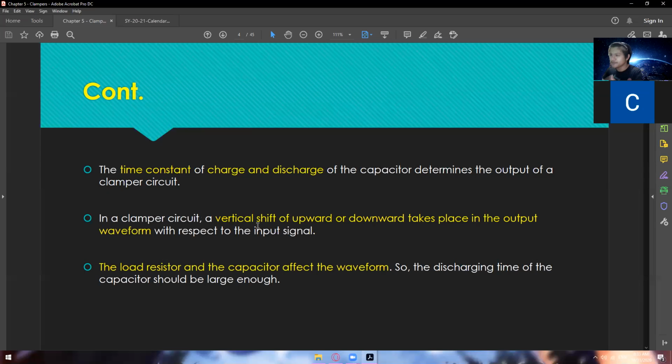So in a clamper circuit, a vertical shift of upward or downward takes place in the output waveform, okay, with respect to the input signal. So yeah, anywhere of the vertical axis. So the load resistor and the capacitor affect the waveform. So the discharging time of the capacitor should be large enough. Okay. So it should charge fast enough, and then it should discharge large enough in our circuit for it to work as a clamper circuit.